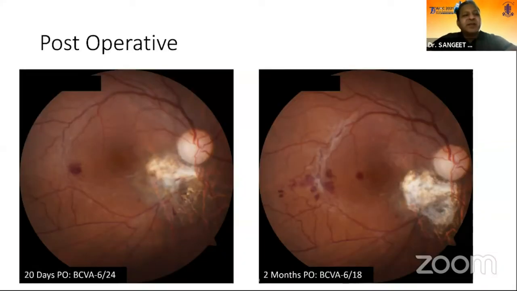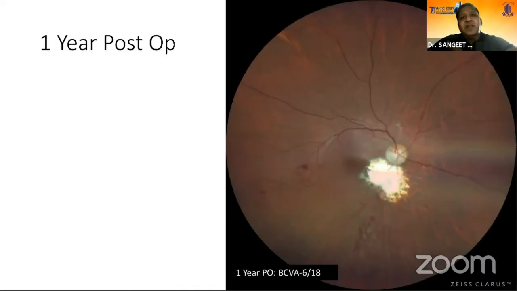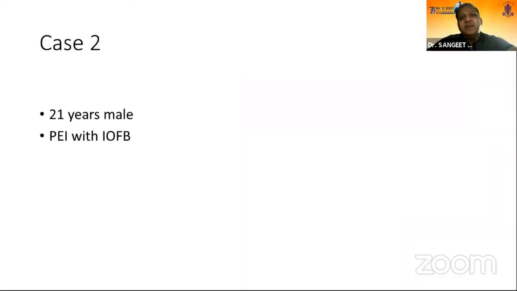Post-operatively, 20 days post-op, the patient's vision had improved to 6/24. His fovea was clear. And 2 months post-operative, the vision was 6/18. Though there were some intraretinal hemorrhages due to some BRVO, due to this chorioretinal excision, it was not affecting the vision. So this is 1 year post-operative. Again, the patient is maintaining a vision of 6/18.